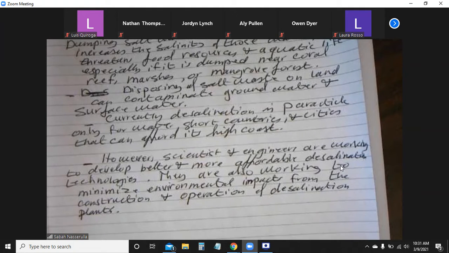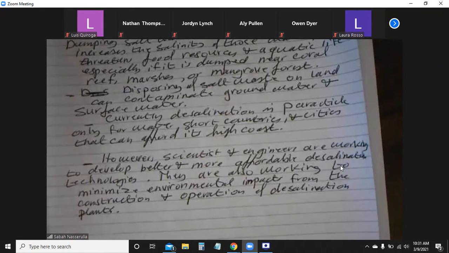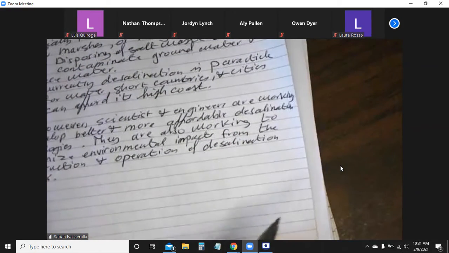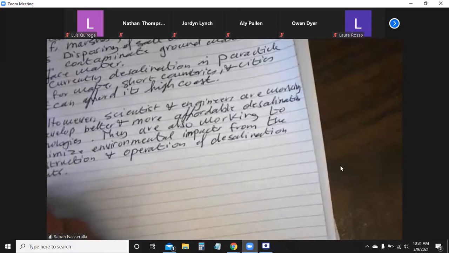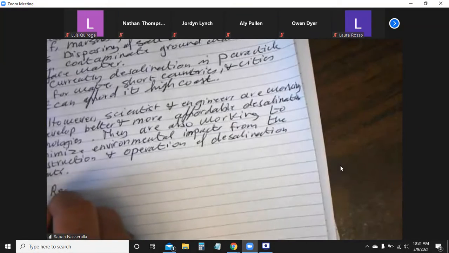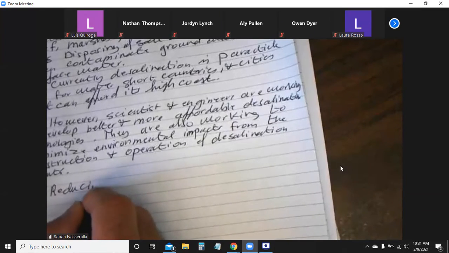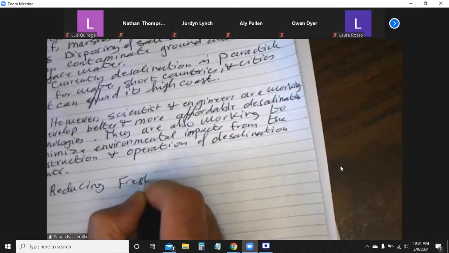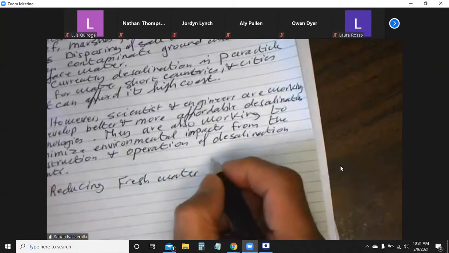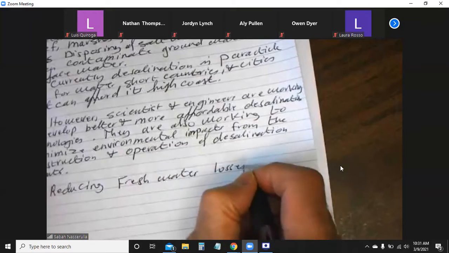Now, this is the other technology being used to provide fresh water. The other point I'm going to mention is how people can try to reduce the waste of water, especially now with all the pollution and so on. Subtitle: Reducing freshwater losses.